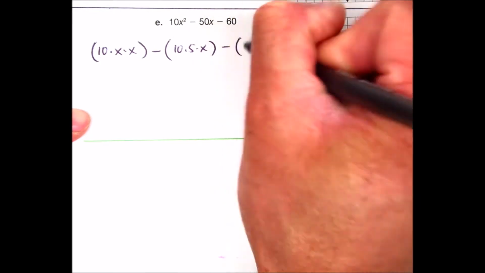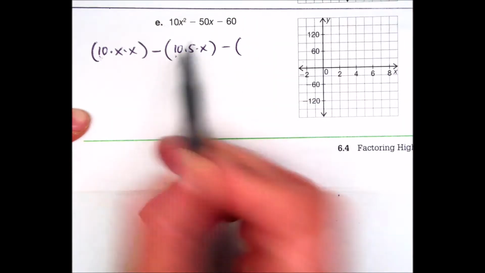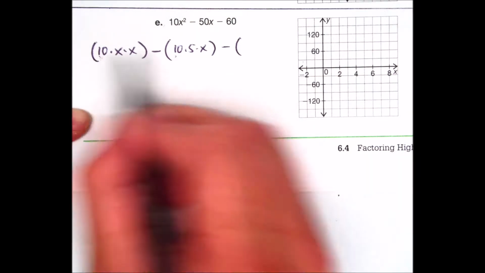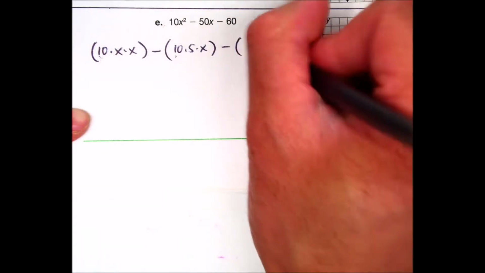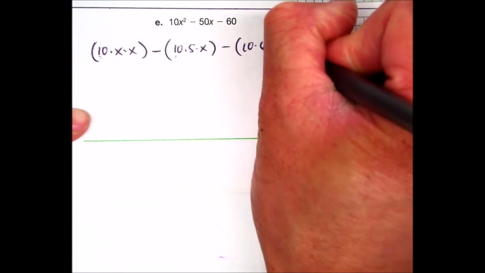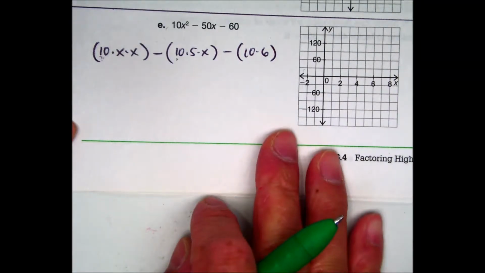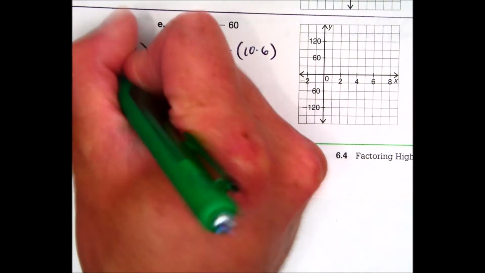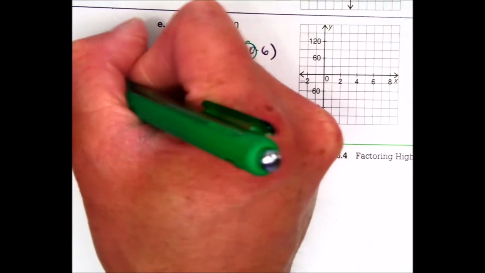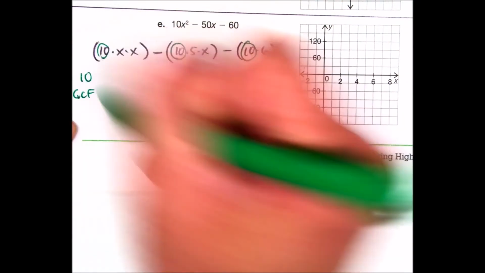How about 60? Yeah, you want to become best friends. You want to have something really good in common, right? 10 times 6. Class, what's our GCF? 10. See it? 10 is my GCF.